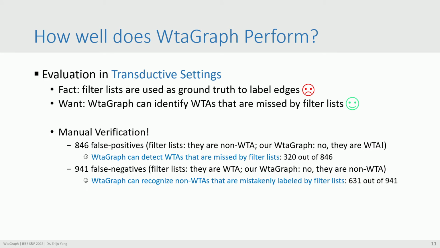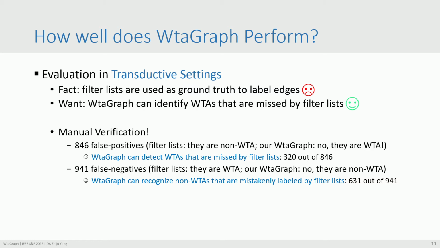We in total sampled over 4,000 requests. Here we have some results. For example, we sampled those false positives and we manually verified them. So for false positives, that is, filter lists consider those requests as non-tracking, but our WtaGraph classifies them as tracking. For a case like that, we verified that around 40% of the time, WtaGraph indeed is correct. So which means it can detect tracking that is missed by filter lists.